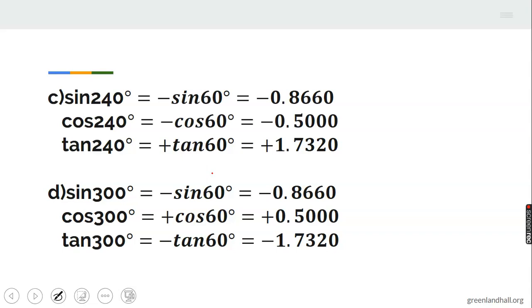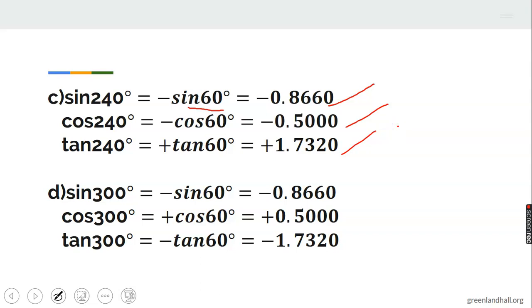So sine in this quadrant is negative. That's why you're having negative 0.866. Cosine too is negative, so it equals minus 0.5, or minus half. Only tangent is positive. You see, that's why it's having 1.732. Very important. This is the third quadrant, only tan is positive.